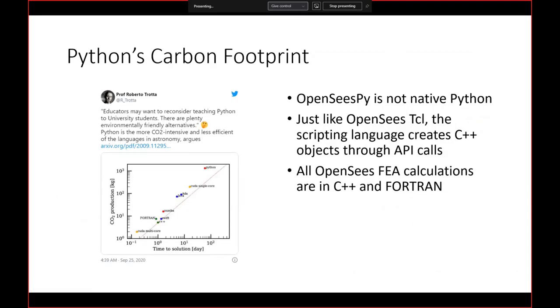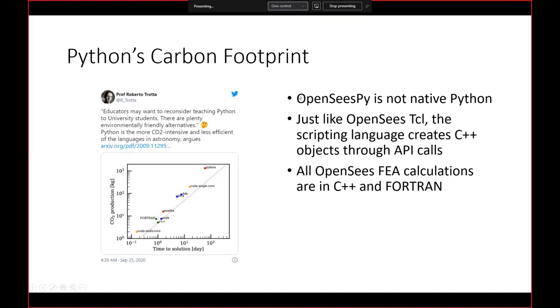Okay, and then Python gets picked on a little bit for its carbon footprint. You're doing a good job when people look at these things, or I mean, Python's doing a good job. But there are plenty of environmentally friendly alternatives. Python's the most CO2 intensive, least efficient of languages in astronomy. Probably translates to finite element analysis as well.